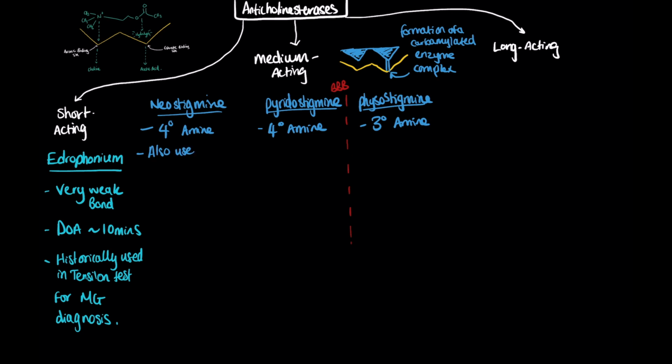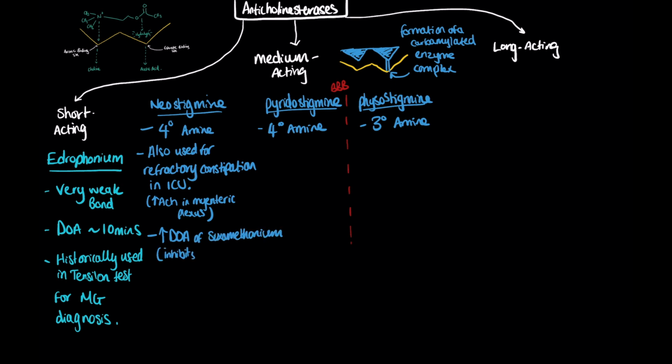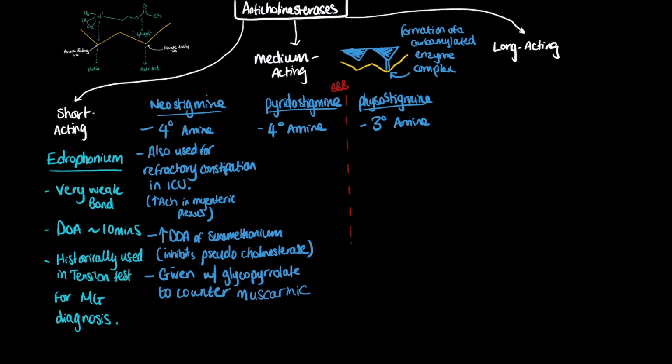When used in ICU, it's used for refractory constipation, and the aim is to increase acetylcholine availability at the myenteric plexus in the gut. It also inhibits pseudocholinesterase and so will prolong the effects of drugs that are broken down by this enzyme group, such as suxamethonium. When it's used for the reversal of neuromuscular blockade, it's also given with glycopyrrolate to counter the muscarinic effects. Glycopyrrolate shares a similarity with the chemical structure of neostigmine in that it's also a quaternary amine, and therefore it's ionized, and it also doesn't cross the blood-brain barrier.